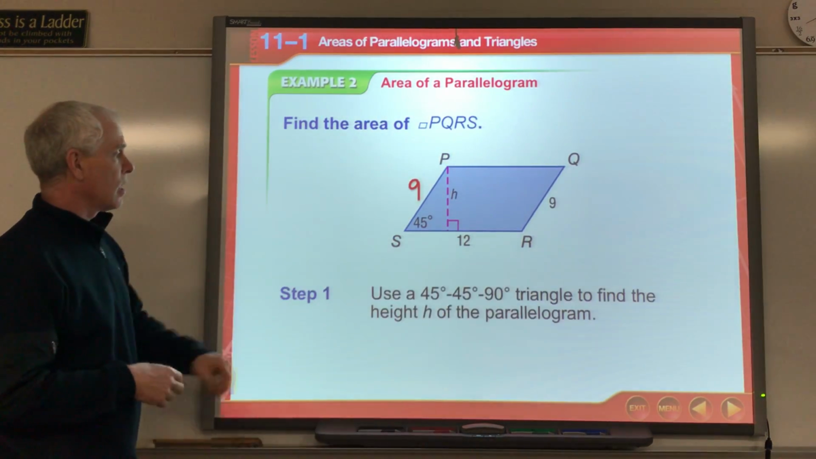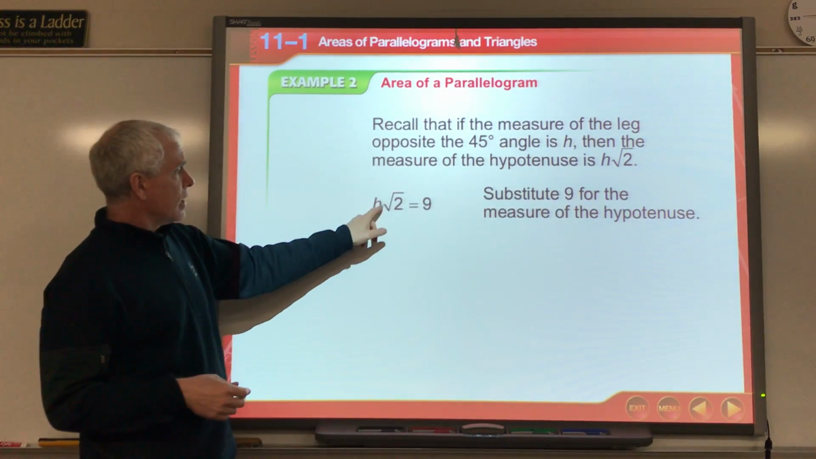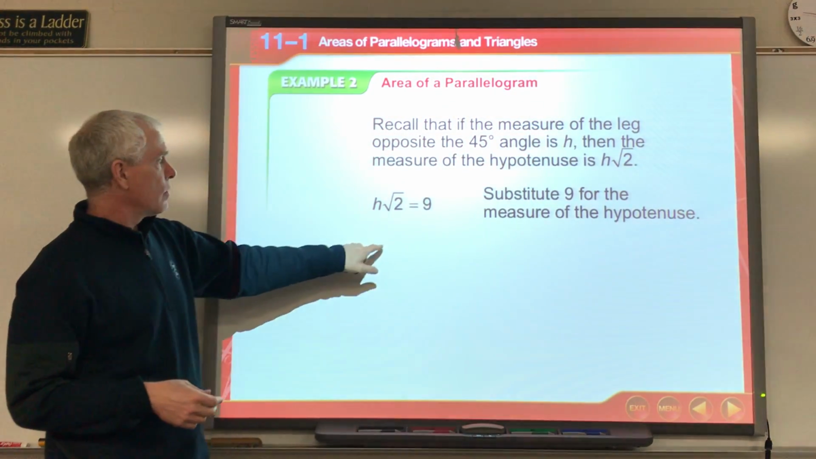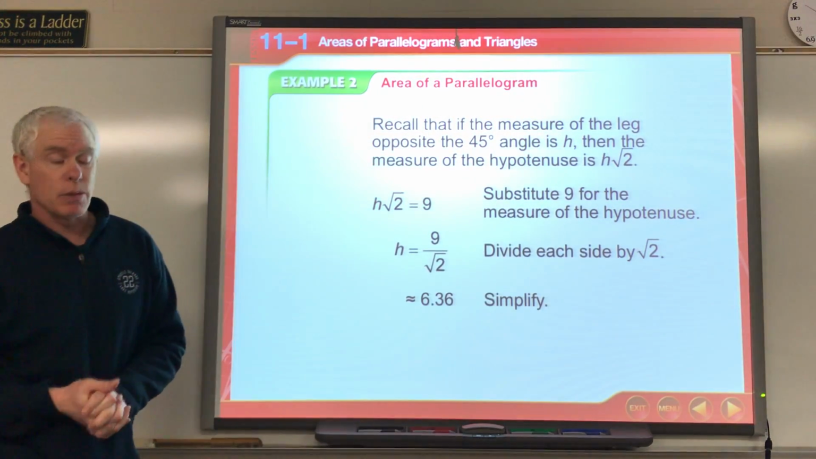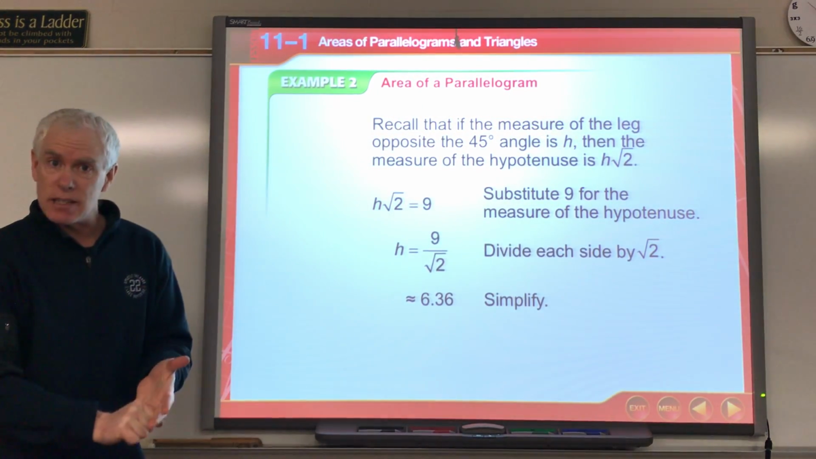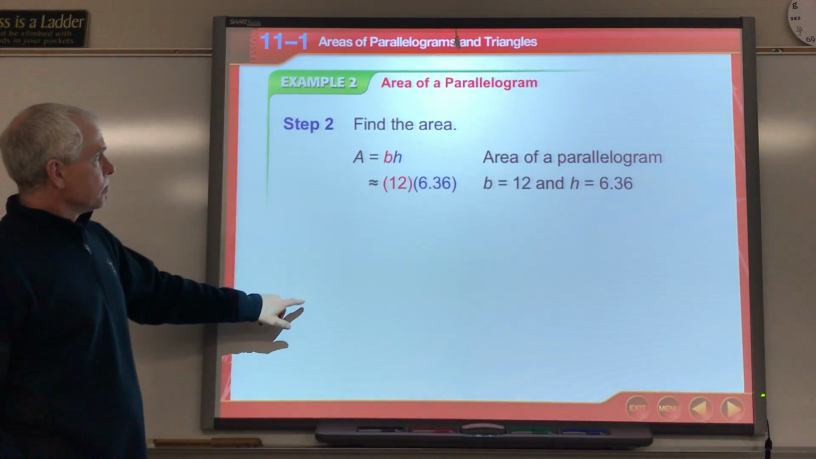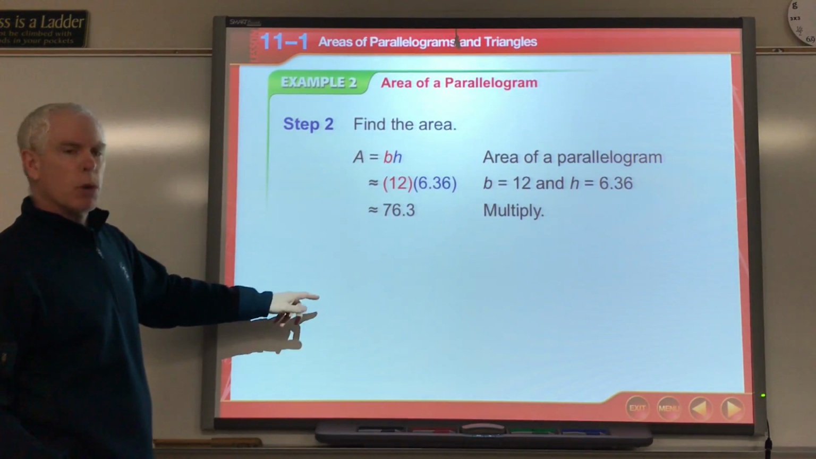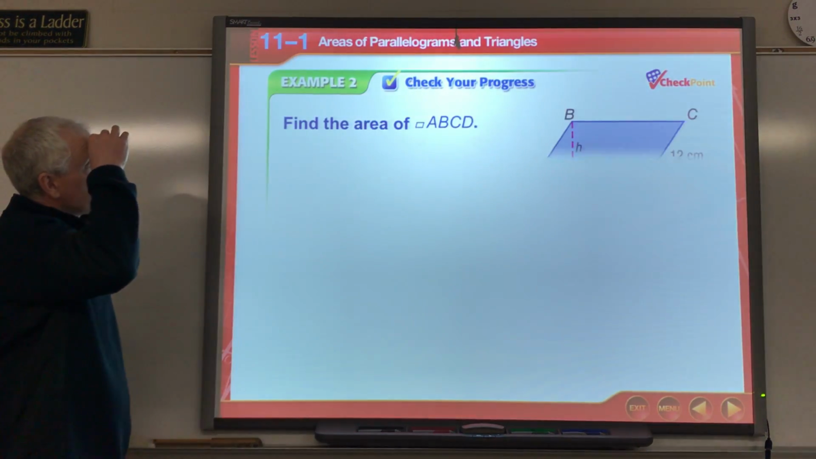You're going to see that on the next slide here. Okay? So they're saying that the height times the square root of 2 is supposed to be 9. So if I divide by the square root of 2, I get a height of about 6.36. Well, now I've got the height. I already have the base. If I multiply them together, I've got the area. So 76.3 roughly if we round it to one decimal place. Okay? Why don't you give one like this a shot?